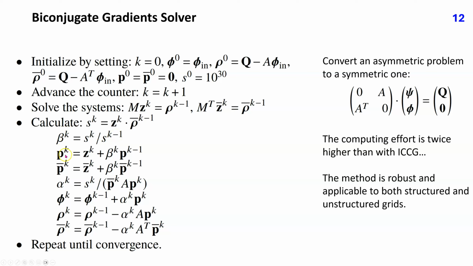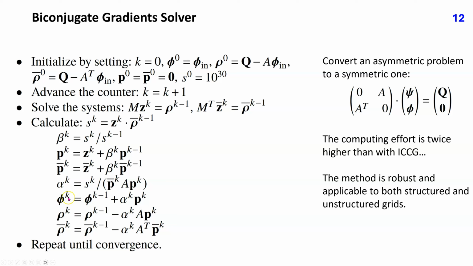The new search vector pk is then computed by adding to the vector z the product of beta and the search vector from previous iteration. The same is repeated for p bar. Then the product of the matrix A and the search vector pk is computed, and the dot product with pk bar is taken. The ratio of sk with this resulting product is denoted as alpha k.